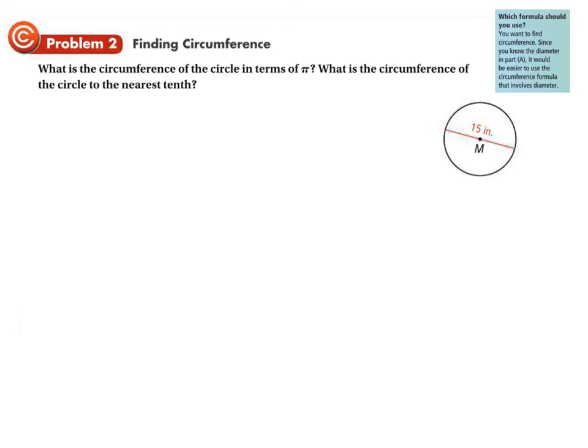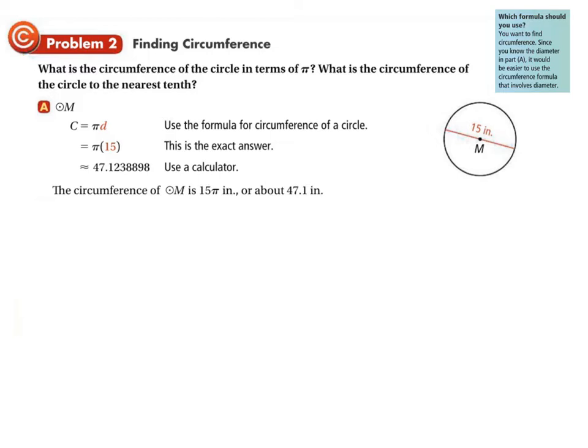Okay, we're looking for circumference here, and it says, what's the circumference of the circle in terms of pi for the first one? And here's the first one. You can see the circle, and here's the problem. What is the circumference of this?